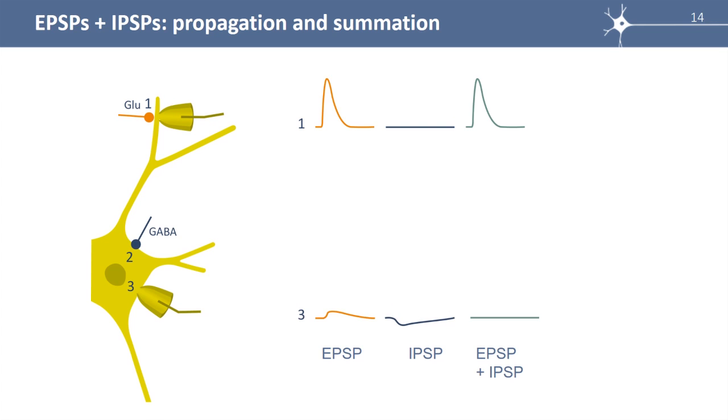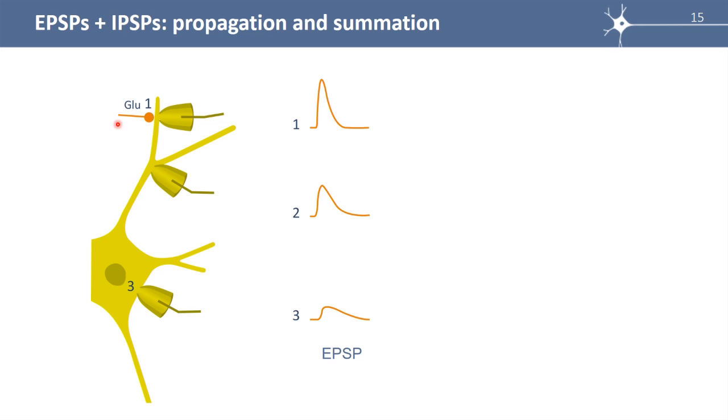Now, if the two synapses are active so that they arrive at the same time at point 3, here it's in green. Though the EPSP has quite a large amplitude at point 1, when it arrives at point 3, it's nearly null. So the sum here of EPSP and IPSP gives no change of membrane potential.